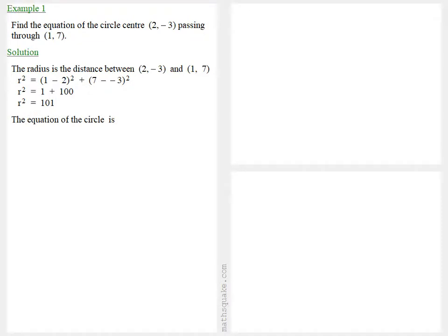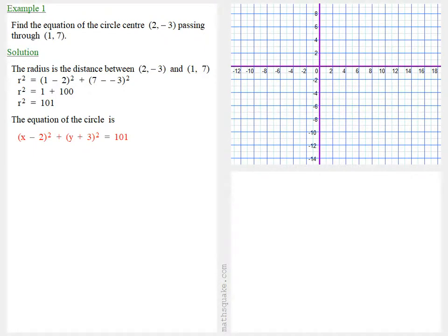Then the equation of the circle is (x minus a) all squared plus (y minus b) all squared equals r squared, and in this case the equation is (x minus 2) all squared plus (y plus 3) all squared equals 101. Now we can draw this in a diagram with the centre at (2, minus 3) and the circle passing through the point (1, 7).